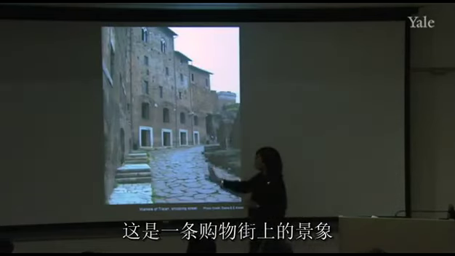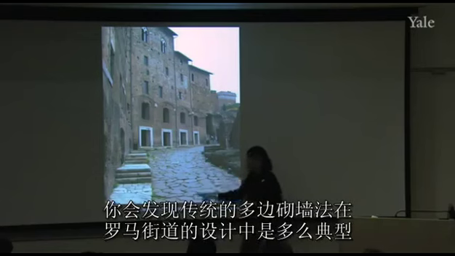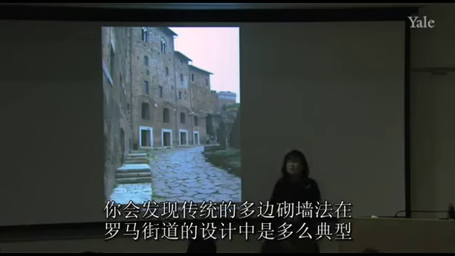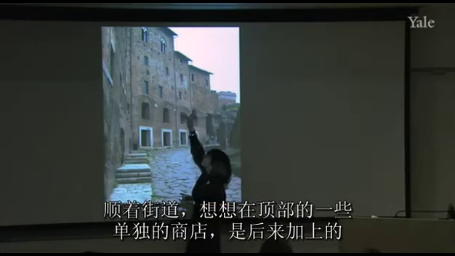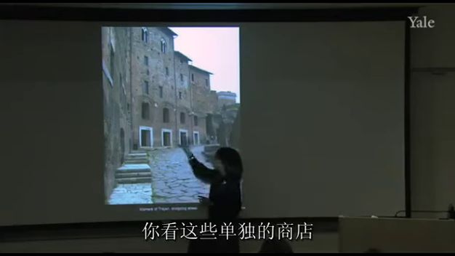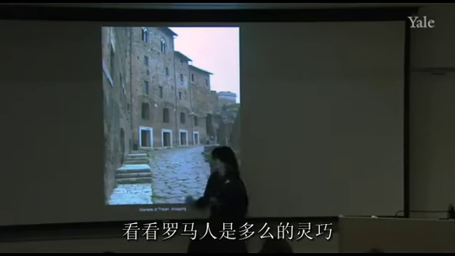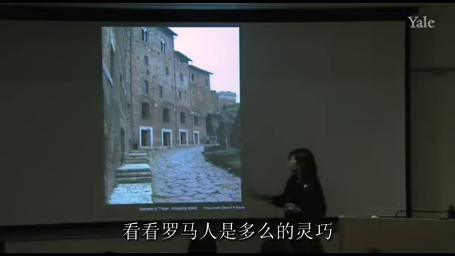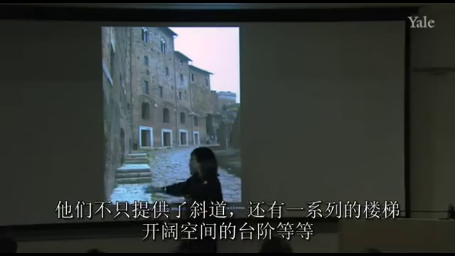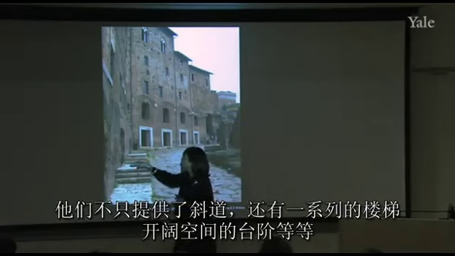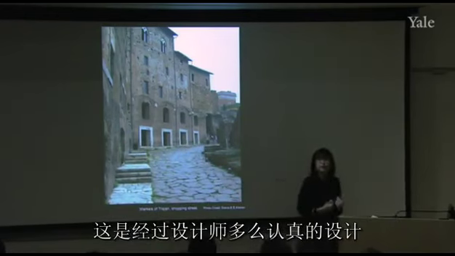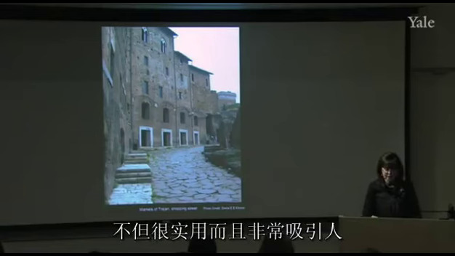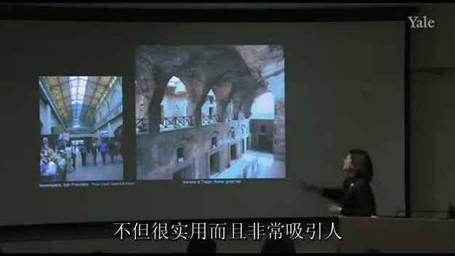This is a view of one of the shopping streets. You can see the typical polygonal masonry that is so characteristic of Roman street design here. Along it are some of the individual shops. You need to think away the part at the top, that was added later. But you see some of the individual shops here, and look how ingenious the Romans have been to provide not only a ramp, but also a series of stairs, flat areas, and so on. This has all been very carefully orchestrated by the designers in a way that is not only utilitarian, but also very attractive.